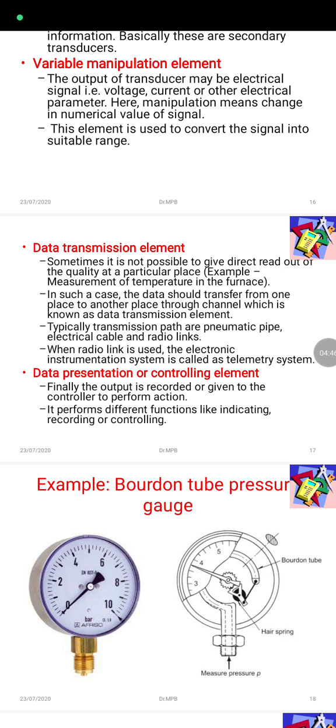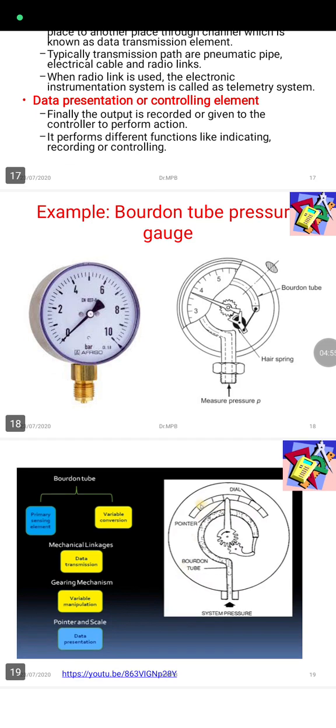Finally, data presentation or controlling element. The output is recorded or given to the controller to perform the action. It performs different functions like indicating, recording or controlling.